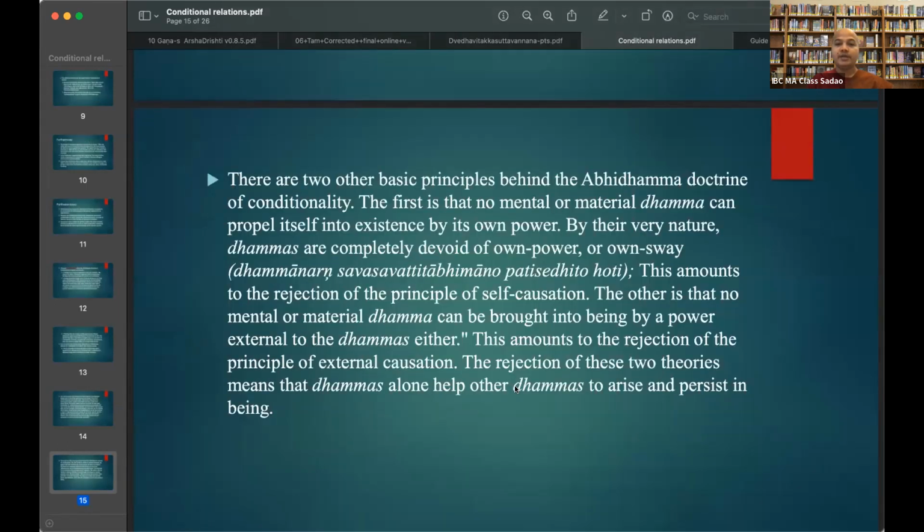There are two other basic principles behind the Abhidhamma doctrine of conditionality. The first is that no mental or material Dhamma can propel itself into existence by its own power. By their very nature, Dhammas are completely devoid of own power or own sway. This amounts to the rejection of the principle of self-possession. The other is that no mental or material Dhamma can be brought into being by a power external to the Dhammas either. This amounts to the rejection of the principle of external possession.